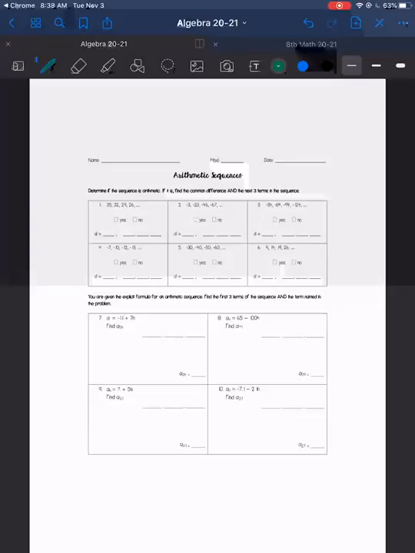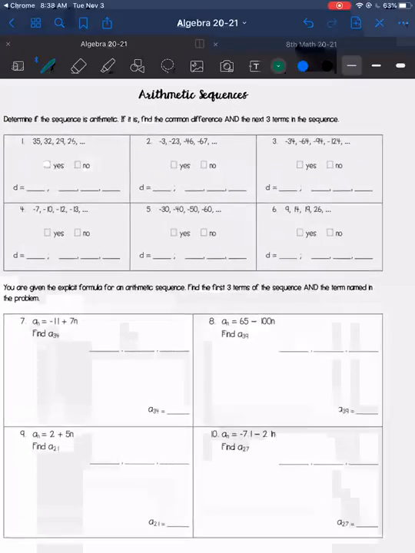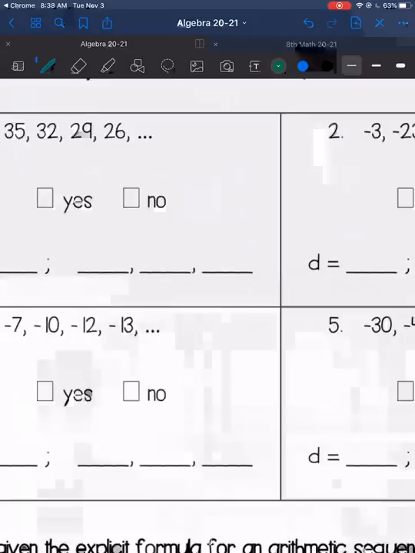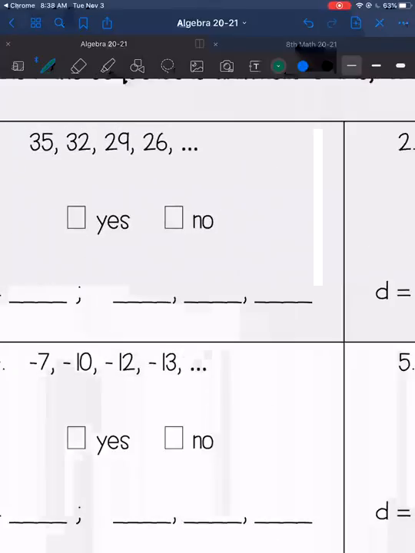Okay. So now that we're looking at the practice document, we're going to determine if the sequence is arithmetic. If it is, we're going to find the common difference and the next 3 terms in the sequence. So for it to be arithmetic, it has to have a common difference, or adding the same number each time. It has to have a constant rate of change.